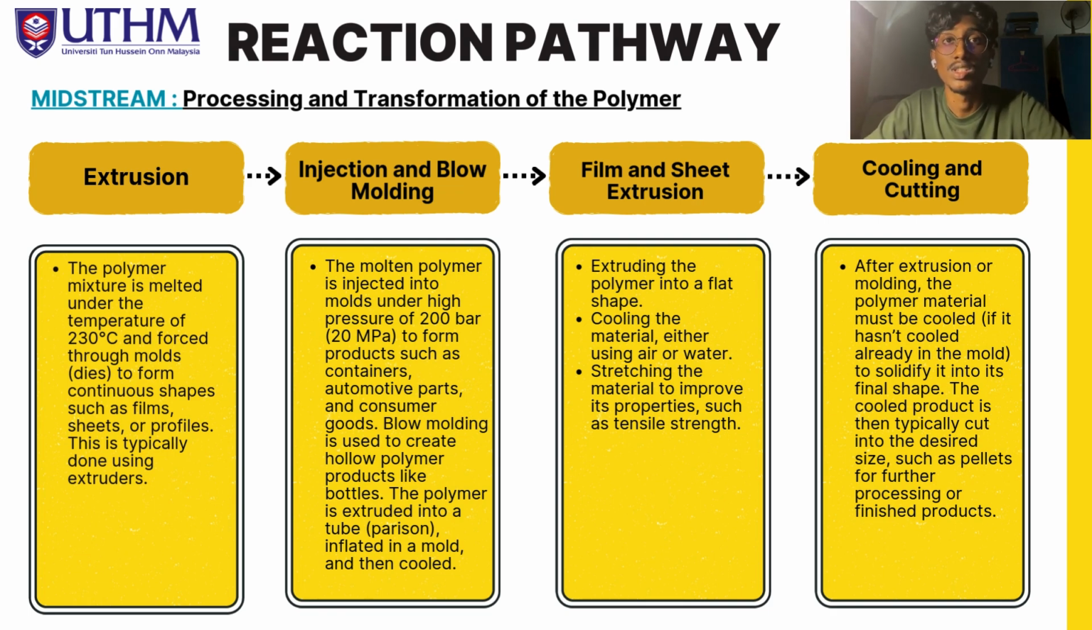The next part is cooling and cutting, where after the extrusion or molding, the polymer material must be cooled if it hasn't been cooled. If it's already cooled, then the next step is solidifying it to the final shape. The cooled product is then typically cut into the desired size, like I said earlier, any size we want to produce, such as pellets or other forms, depending on how you want to design it. And then further processing is involved to finish the products in the most suitable and required way possible.